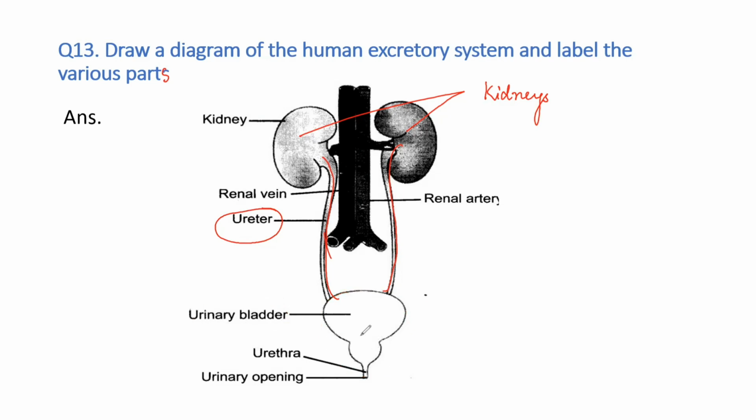So this urinary bladder is going to store the urine. Whenever we have an urge to pass urine, it is thrown out of the body through the opening called urethra. Okay, so these are the important parts of our human excretory system. There you all have to mention kidneys, ureter, urinary bladder, and urethra. And of course, urethra is the urinary opening.